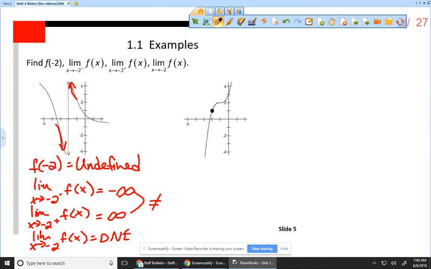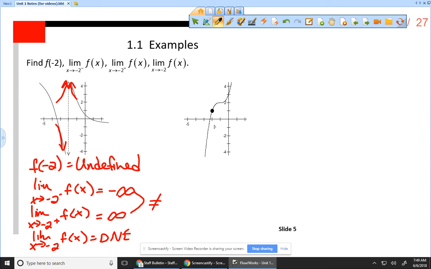Now, just to have the discussion, what if both of these were going up on either side of the vertical asymptote? They would both be positive infinity. However, infinity is not a number, it's a concept, and therefore we would have to say that the overall limit does not exist as well. So in order for a limit to exist, this must actually be a number, and infinity is not a number.